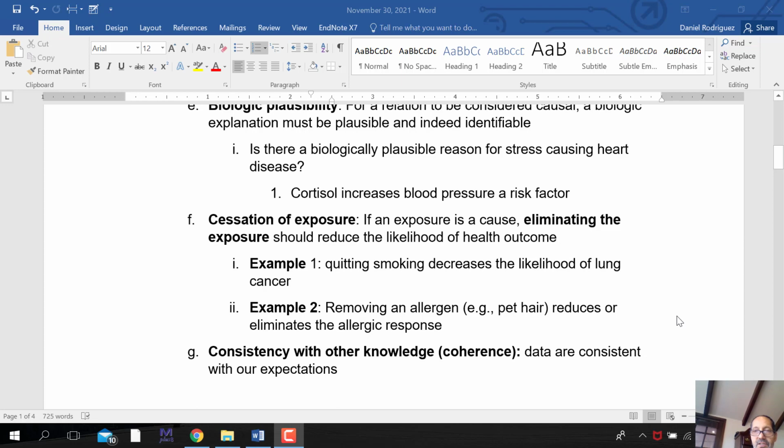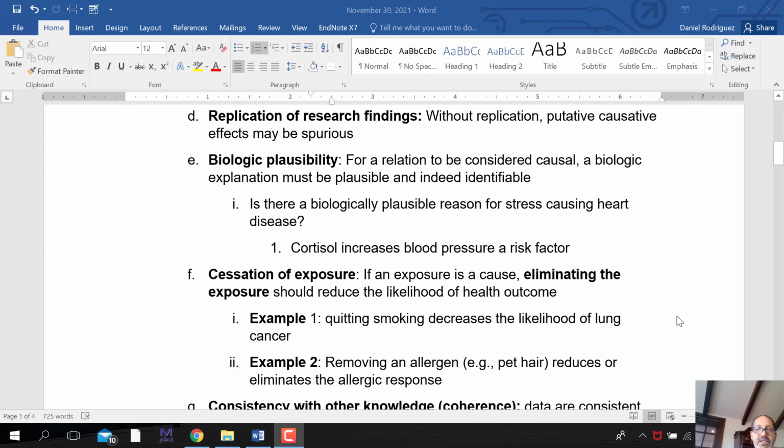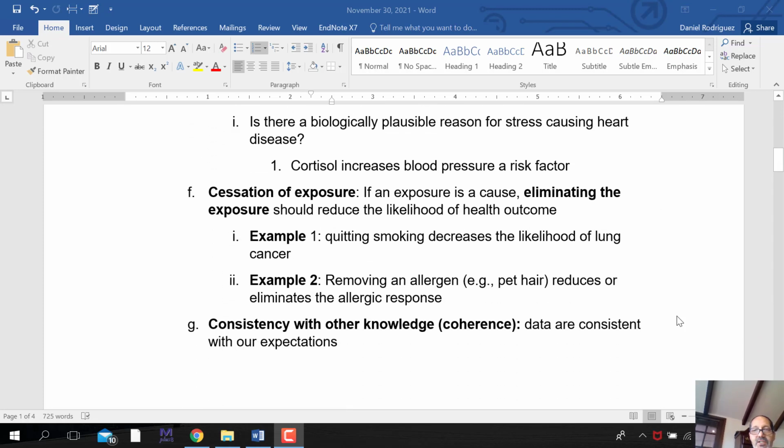Cessation of exposure. So we talked about dose-response relation. Well, this is related to that, right? Cessation of exposure is what happens when we take away the exposure. So if you eliminate the exposure, it should reduce the likelihood of the health outcome. By the way, likelihood is the same as probability. Those two words are interchangeable. One example would be quitting smoking decreases the likelihood of lung cancer. That's something that's been studied greatly.